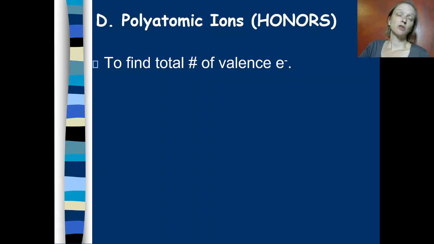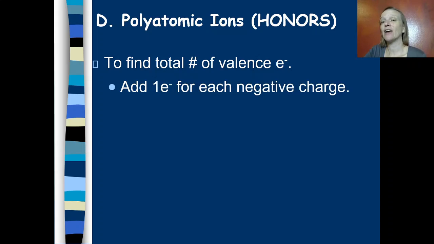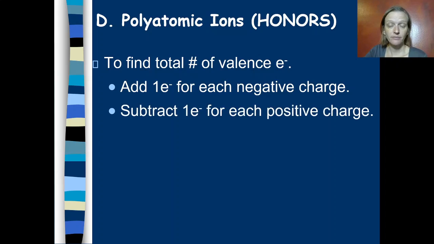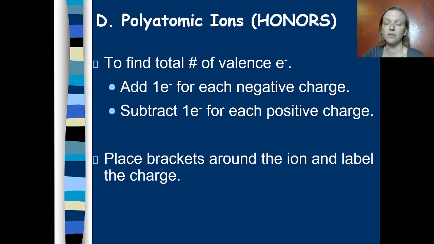You also need to be able to draw Lewis dot structures for polyatomic ions, not just molecules. So there's an extra step when you're dealing with an ion. When you're adding up the total number of valence electrons, you need to add 1 for each negative charge on the ion, and then you're going to subtract 1 for each positive charge you have on the ion. So you're going to modify your total number of valence electrons based off of the charge of the ion.